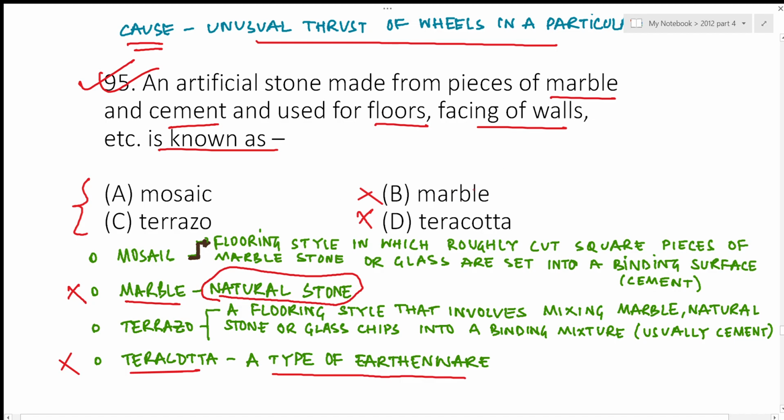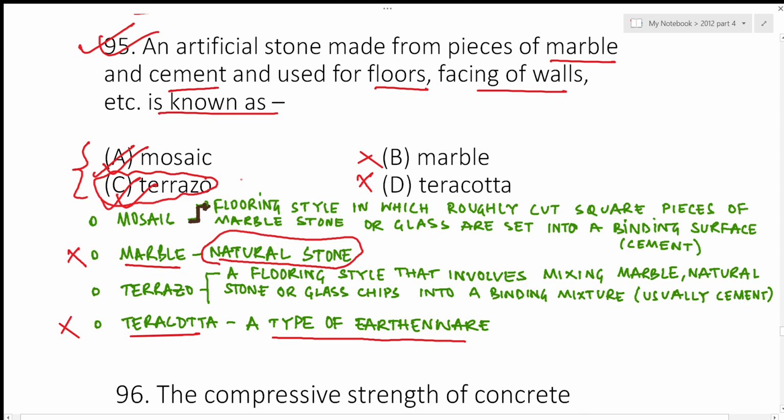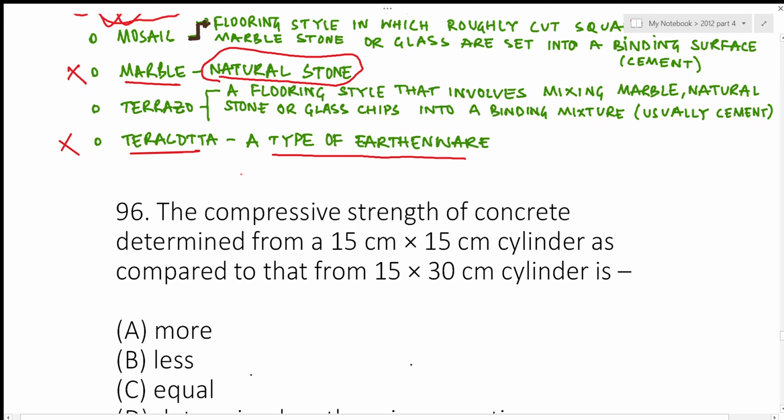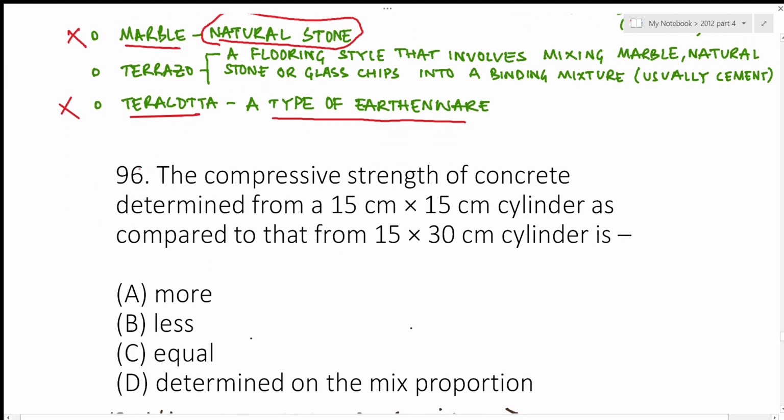Because both these flooring styles are made up of marble as well as cement, mosaic as well as terrazzo. But a lot of books have chosen this particular option, terrazzo, as the answer. But both the options are correct according to my opinion, because both of them have cement as well as marble in their styles of flooring. So you could choose either of these two, but in most of the books, the answer is given as terrazzo flooring.